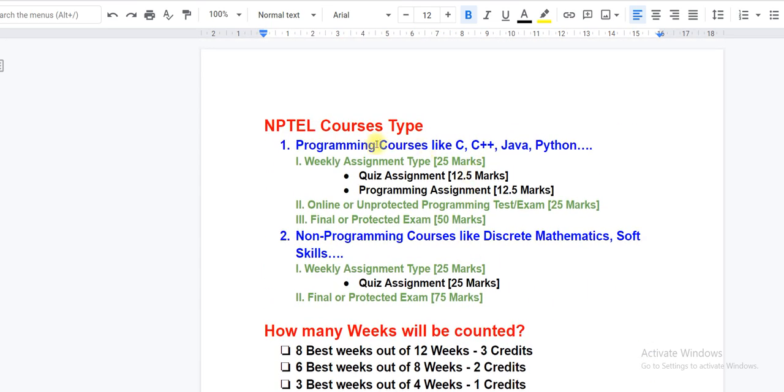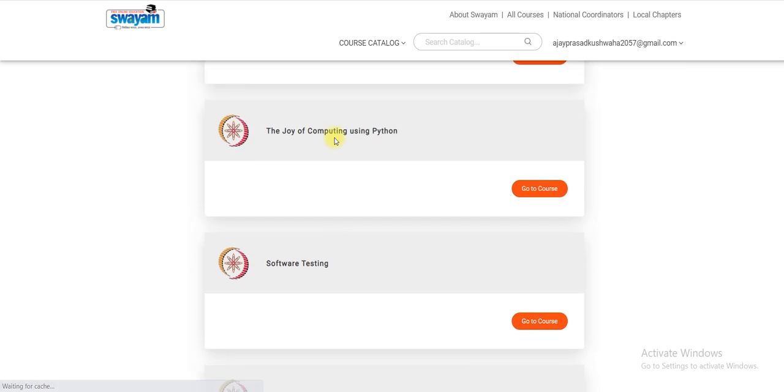So I explained about the case where all weeks have the programming plus quiz assignment score. But some courses had a different criteria, like Problem Solving through Programming in C. So here there are weeks without programming assignment. So the first weeks are actually only quiz assignment, and coming to the later weeks there is quiz assignment plus programming assignment. So let me open it and show you, so it will be very clear to you.